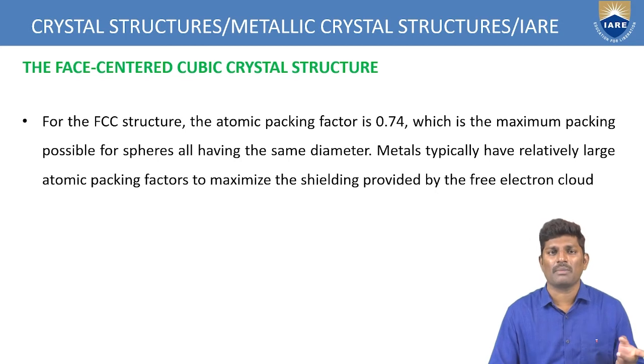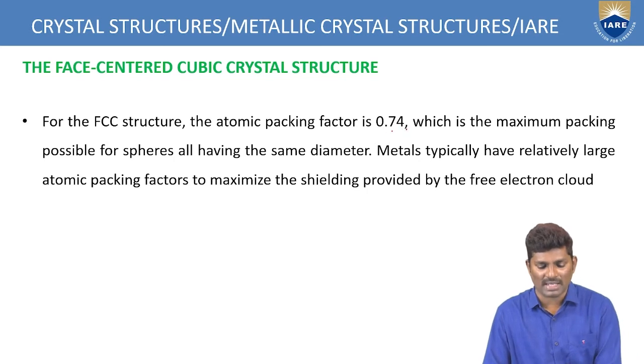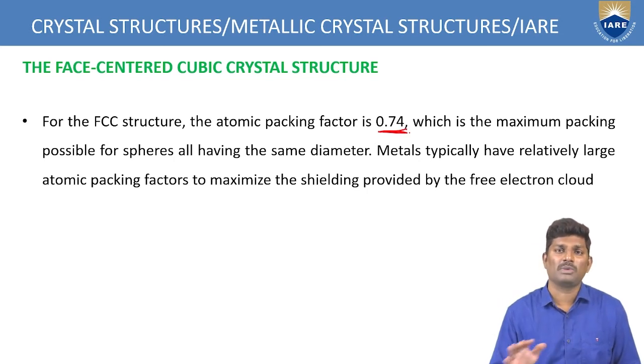For different atomic structures, you have different atomic packing factor values. For FCC, you have 0.74. This is the maximum value for all possible spheres which have the same diameter.